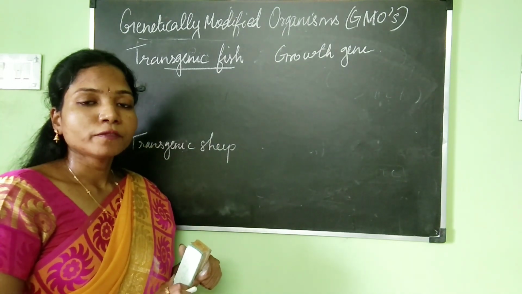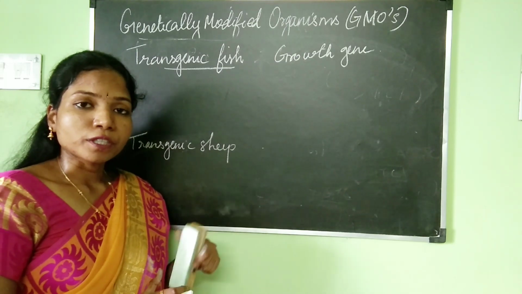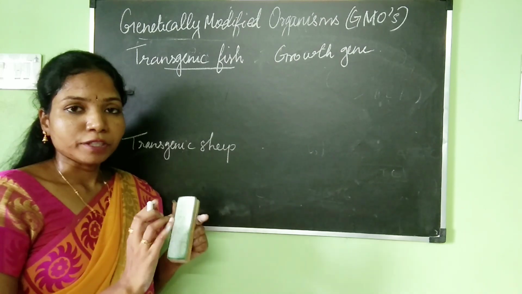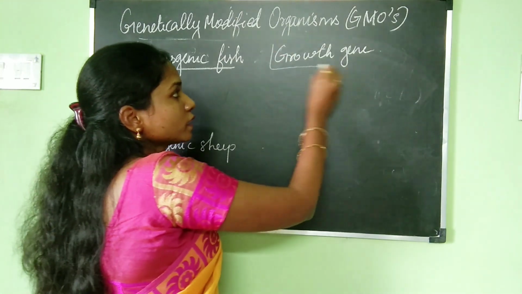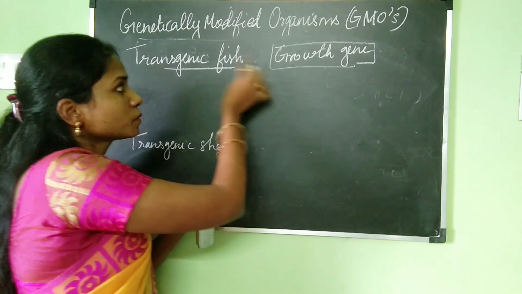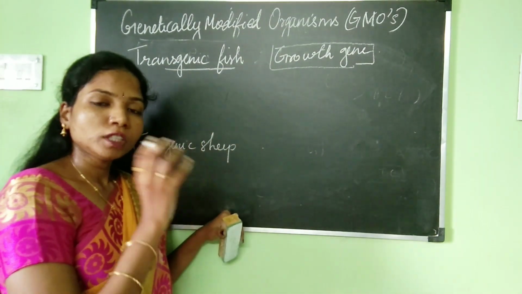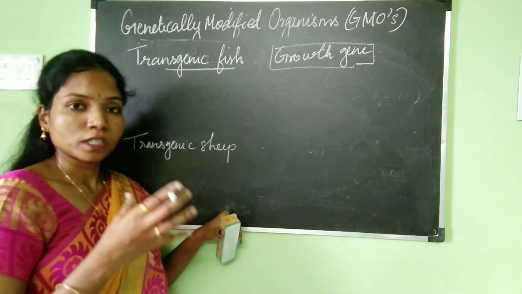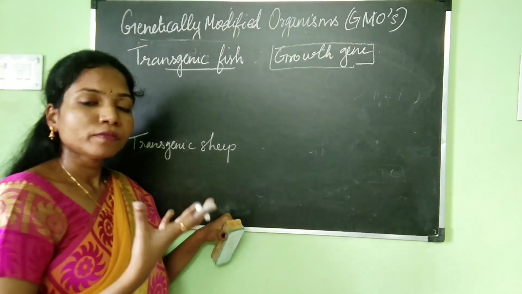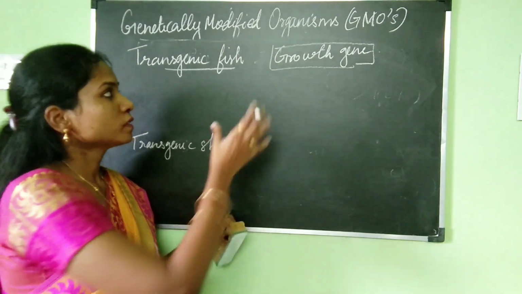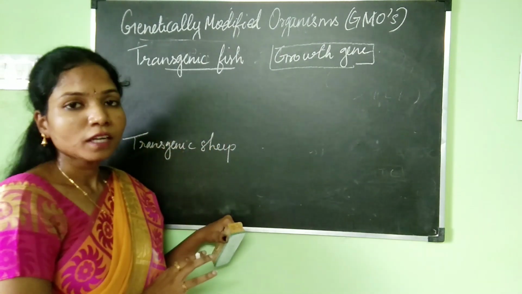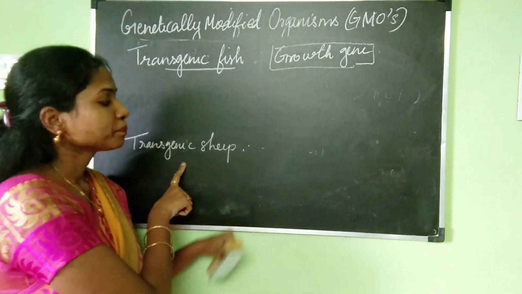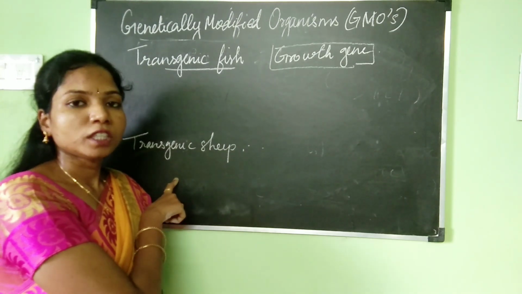So what is the purpose of using the growth gene in the fishes? The reason they are doing this is to increase the size of the fish. Okay, so basically, to increase the size of the fish, the growth gene is put into the fishes. And when the growth gene is put into the fishes, they will grow much more when compared to normal. Okay, so to improve the size of the animal, this growth gene is put into the transgenic fishes.